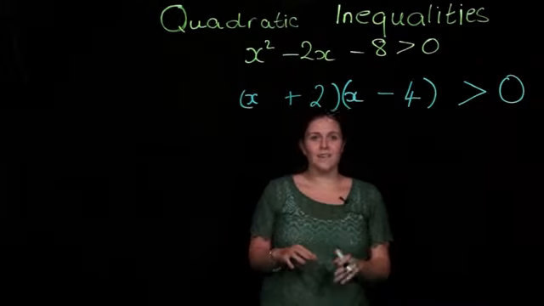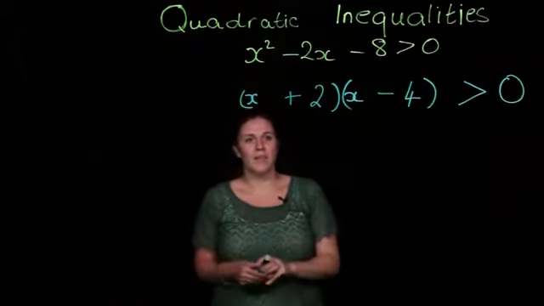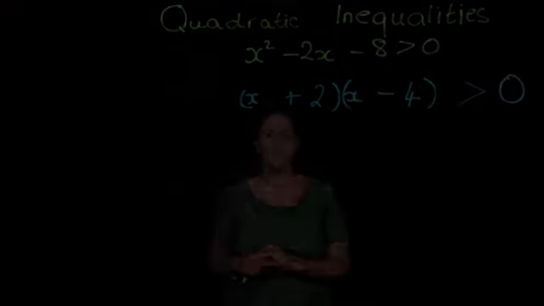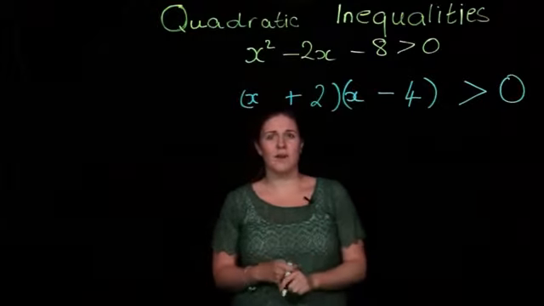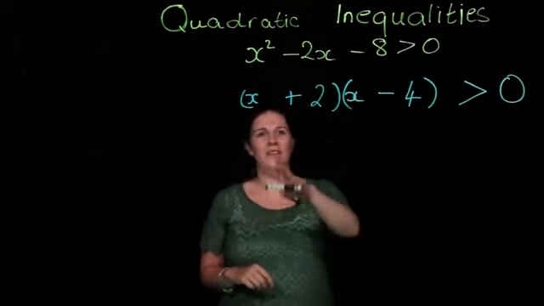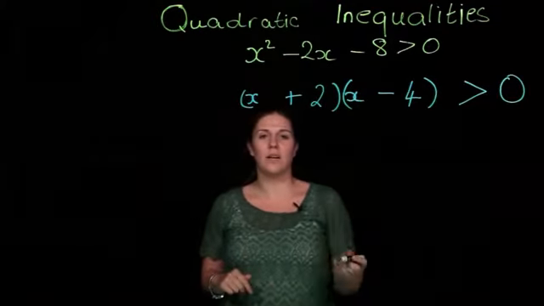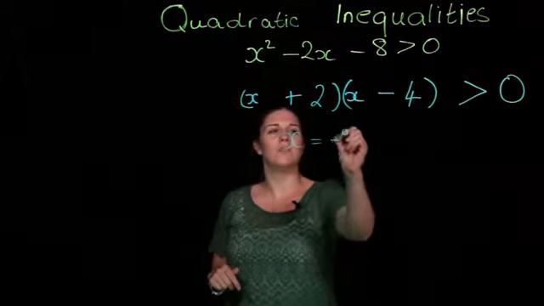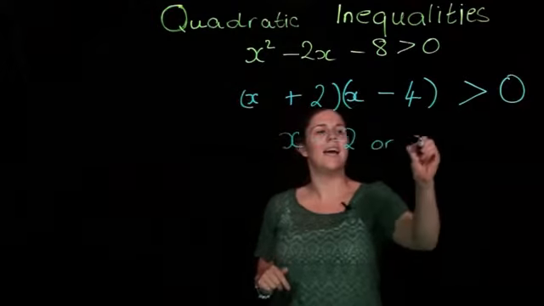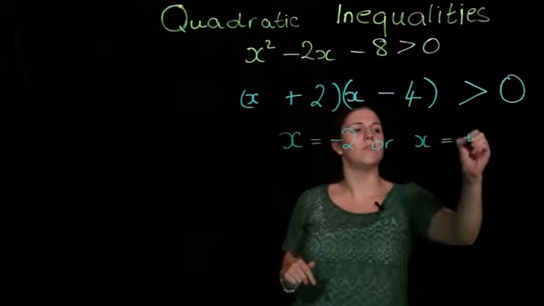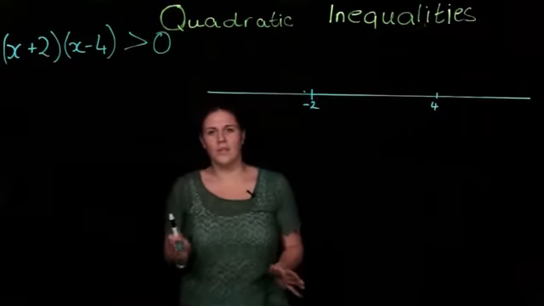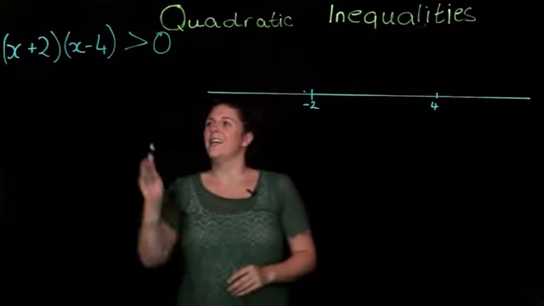When we get this far, there's actually 3 methods to solving this inequality. For each of these 3 methods, we will need a solution as if this was a quadratic equation. So for here, x is equal to minus 2 or x is equal to plus 4. This is the algebraic way of solving it.